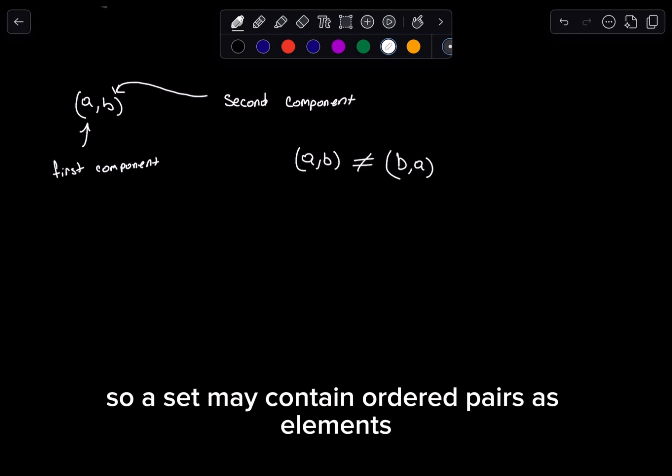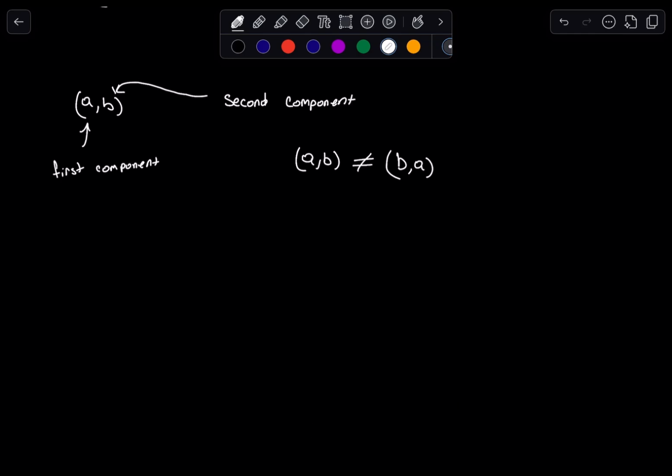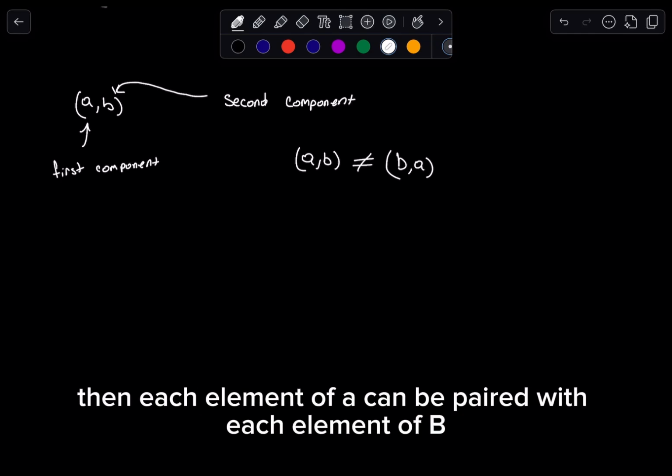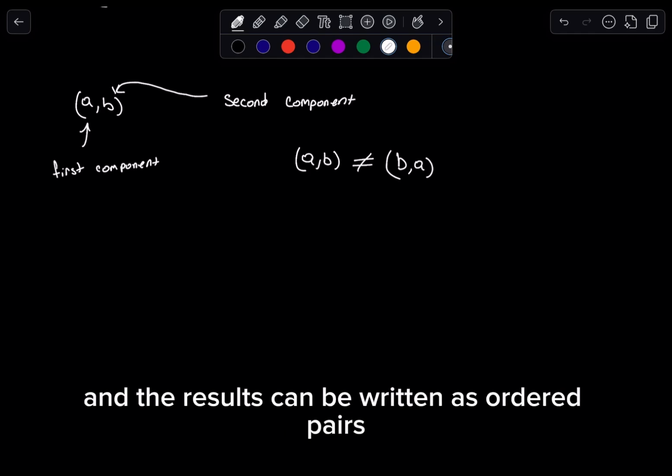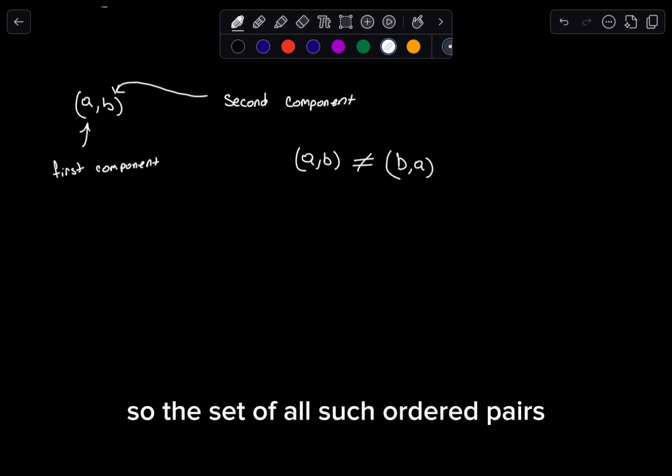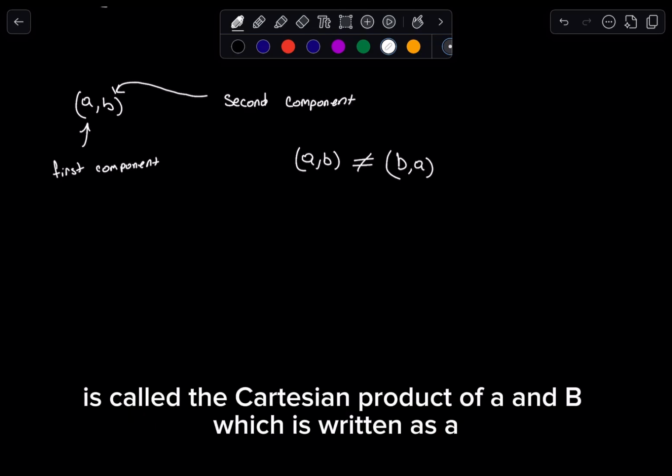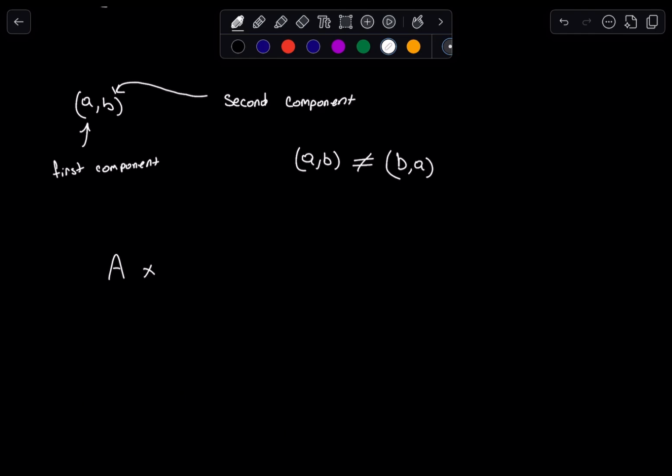So a set may contain ordered pairs as elements. If A and B are sets, then each element of A can be paired with each element of B, and the results can be written as ordered pairs. The set of all such ordered pairs is called the Cartesian product of A and B, which is written as A cross B.